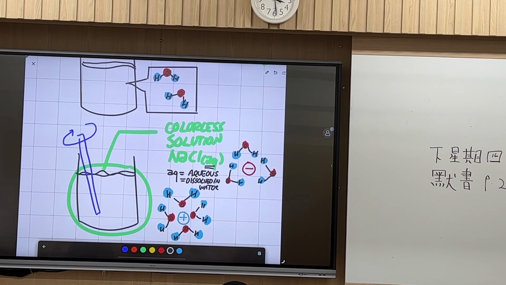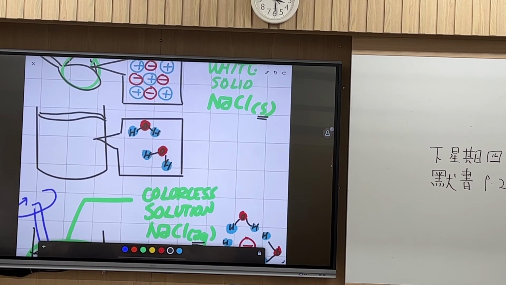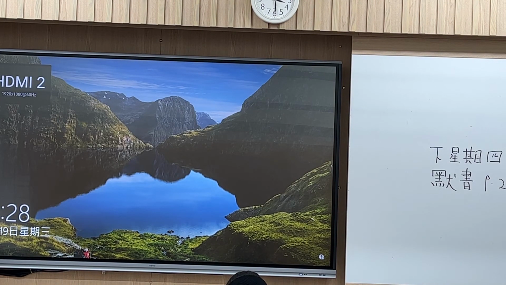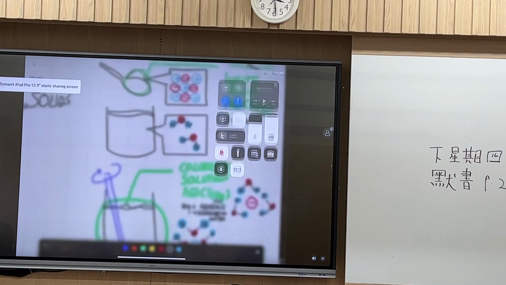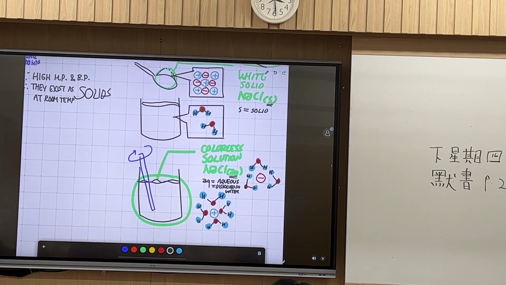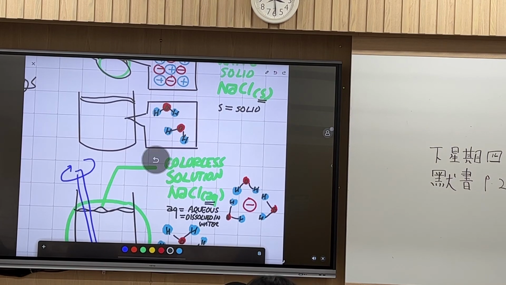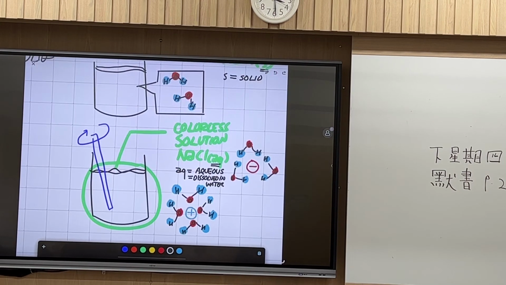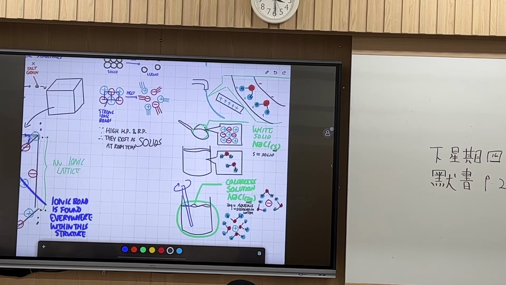What about bracket S? I think you guessed it. Bracket S means solid, right? So you have S for solid. You see the S here for solid. And AQ for aqueous. Aqueous means something has dissolved in water. And can you see that the ions are now separated? Because the ions are separated really far away, you cannot see the salt anymore. It becomes dissolved in water.